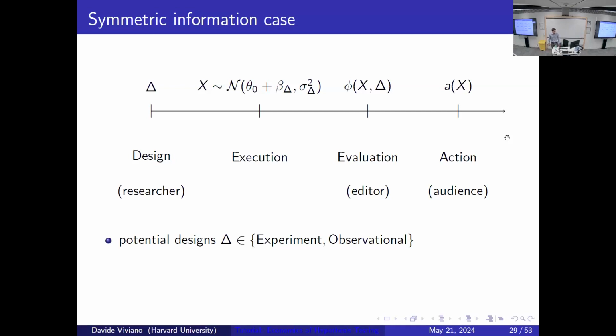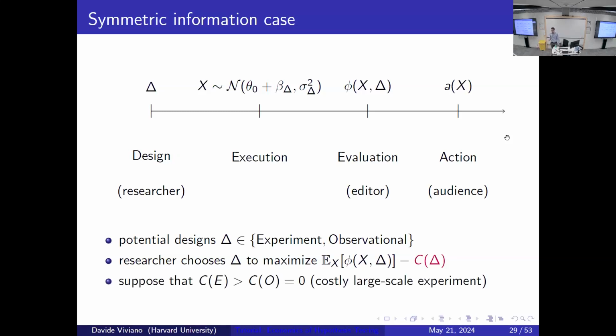Okay. And so here are two examples. Suppose that we have a design delta, and the design can be either an experiment or an observational study. The researcher is going to choose delta to maximize the expected value of publishing net of the cost, and the cost is associated with each design. For instance, running an experiment is more costly than running an observational study.